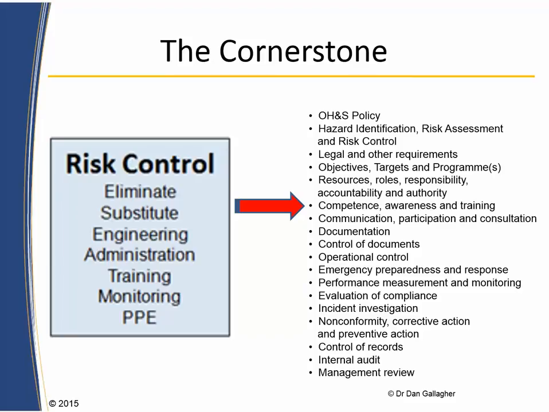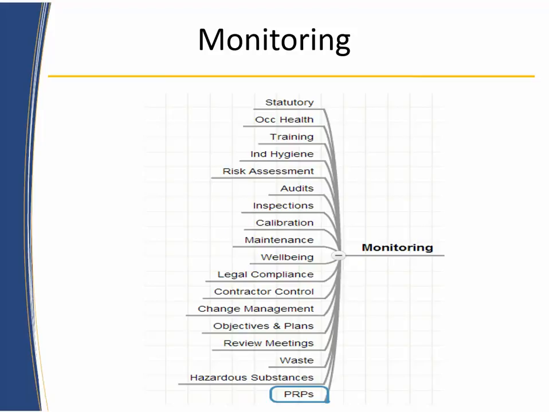All of these things are critical, and as you can see, a lot of the risk control overlaps with all of the health and safety management system elements that are in the standards such as OHSAS 18001. Monitoring itself, well, there's a whole lot of it that can go on, and that's why monitoring is a critical control measure within the whole process.